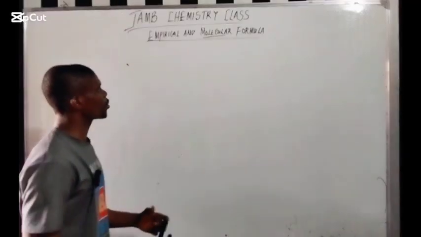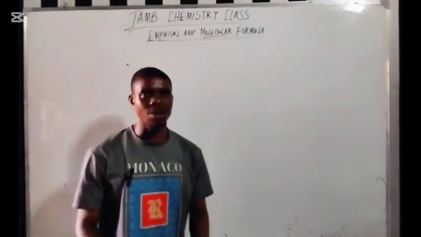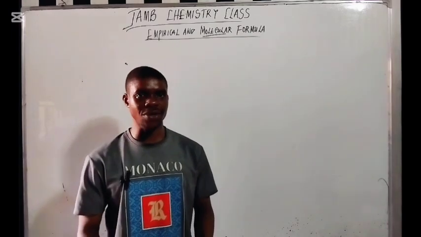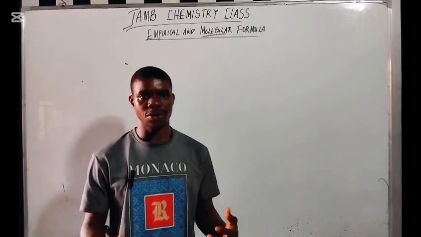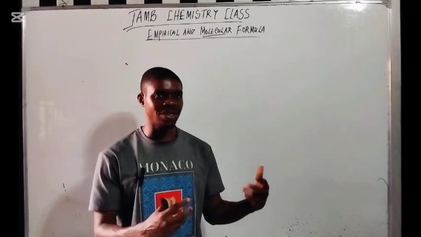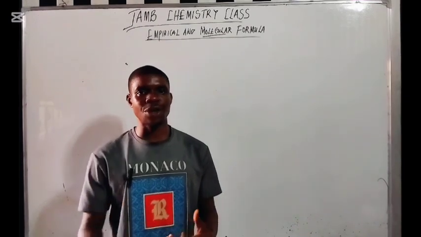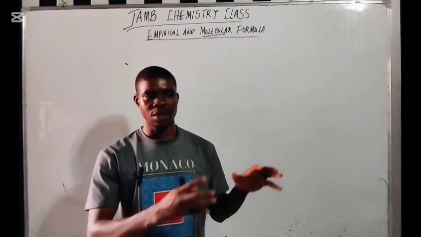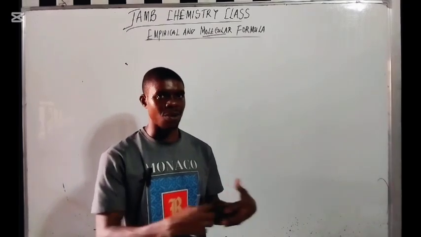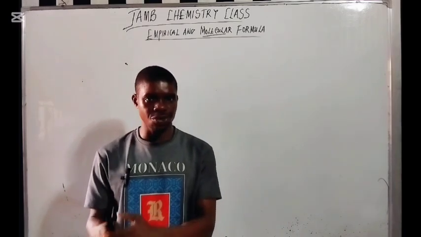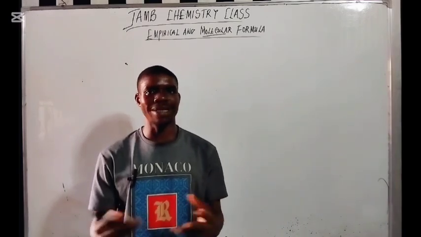In this video, we're going to focus on empirical and molecular formula. Empirical and molecular formula is one aspect of chemistry calculation you must understand very well, because questions do come out in the JAMB examination, and you can also see it in post-UTME. So what you're learning now is for both the JAMB examination and post-UTME, and you also see it in year one when you get admission. So you must pay close attention here.